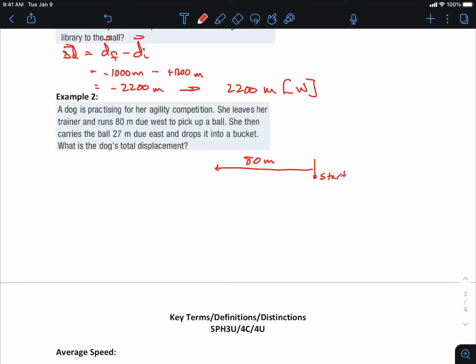80 meters, in what I'm presuming to be the negative direction, right? Because we're running west. And then it stops and turns around. And it eventually just drops the ball in the bucket after going 27 meters in the positive direction. So it's final.